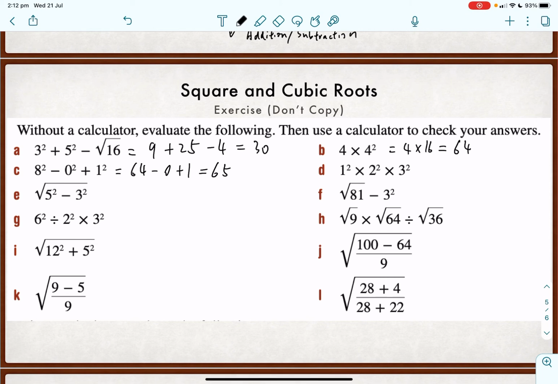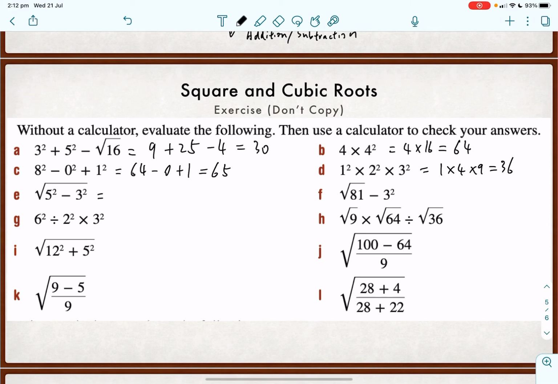Okay, next, we do index before multiplication. So 2 times 2 is 4, times 3 is 9. 1 times 4 is 4, 4 times 9 is 36.